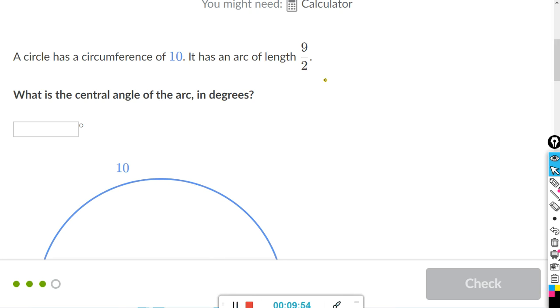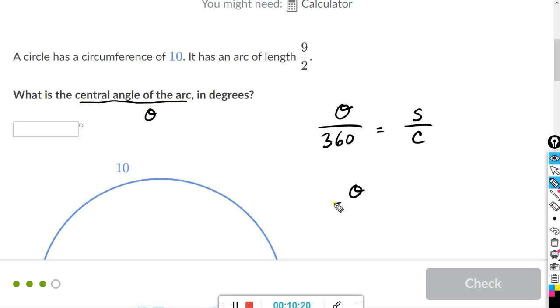Okay, we basically just did this one, except we're solving for a different number. So I already know the answer is 162. But let me just go through the process. Okay, theta over 360 is going to equal S over C. All right. So we're looking for the central angle. That's going to be theta. And that's over 360.